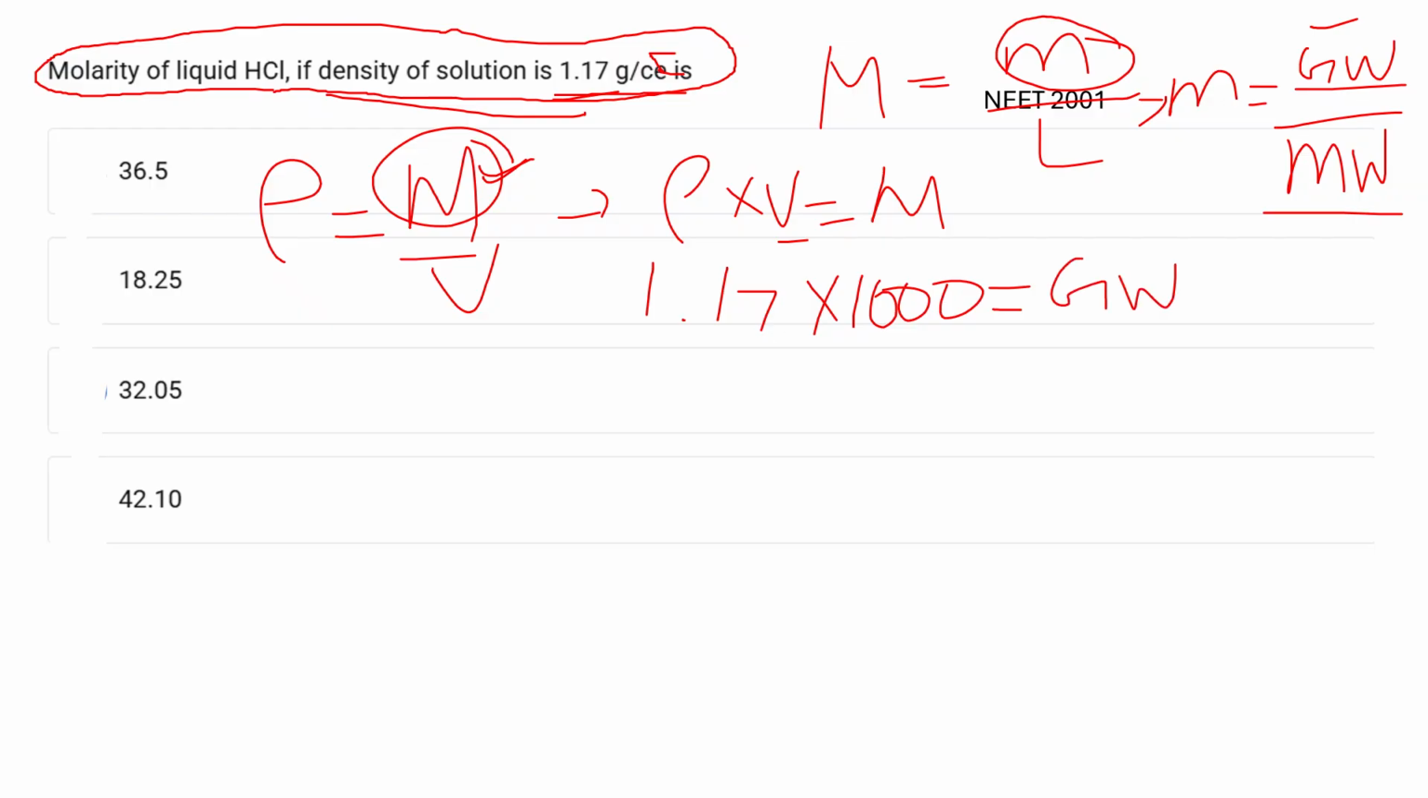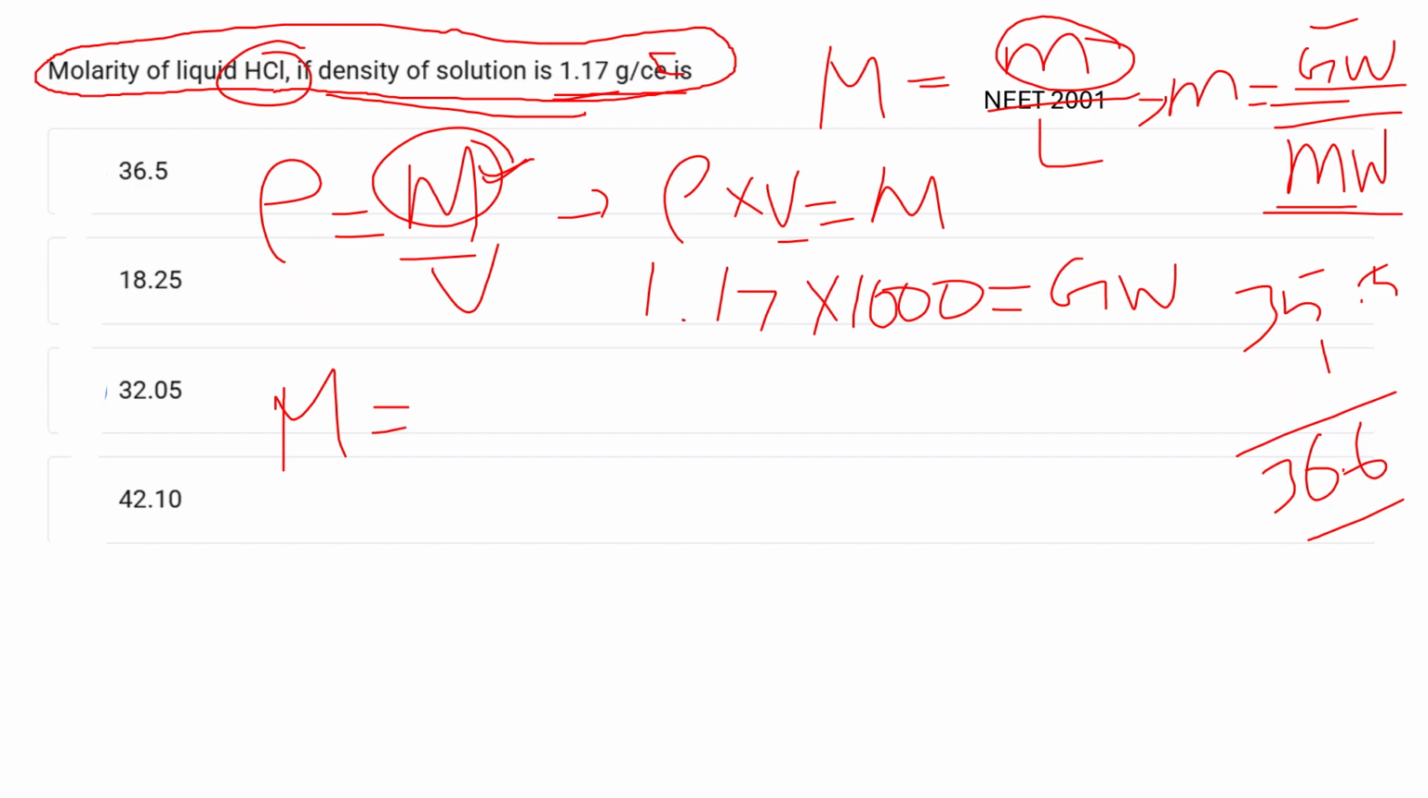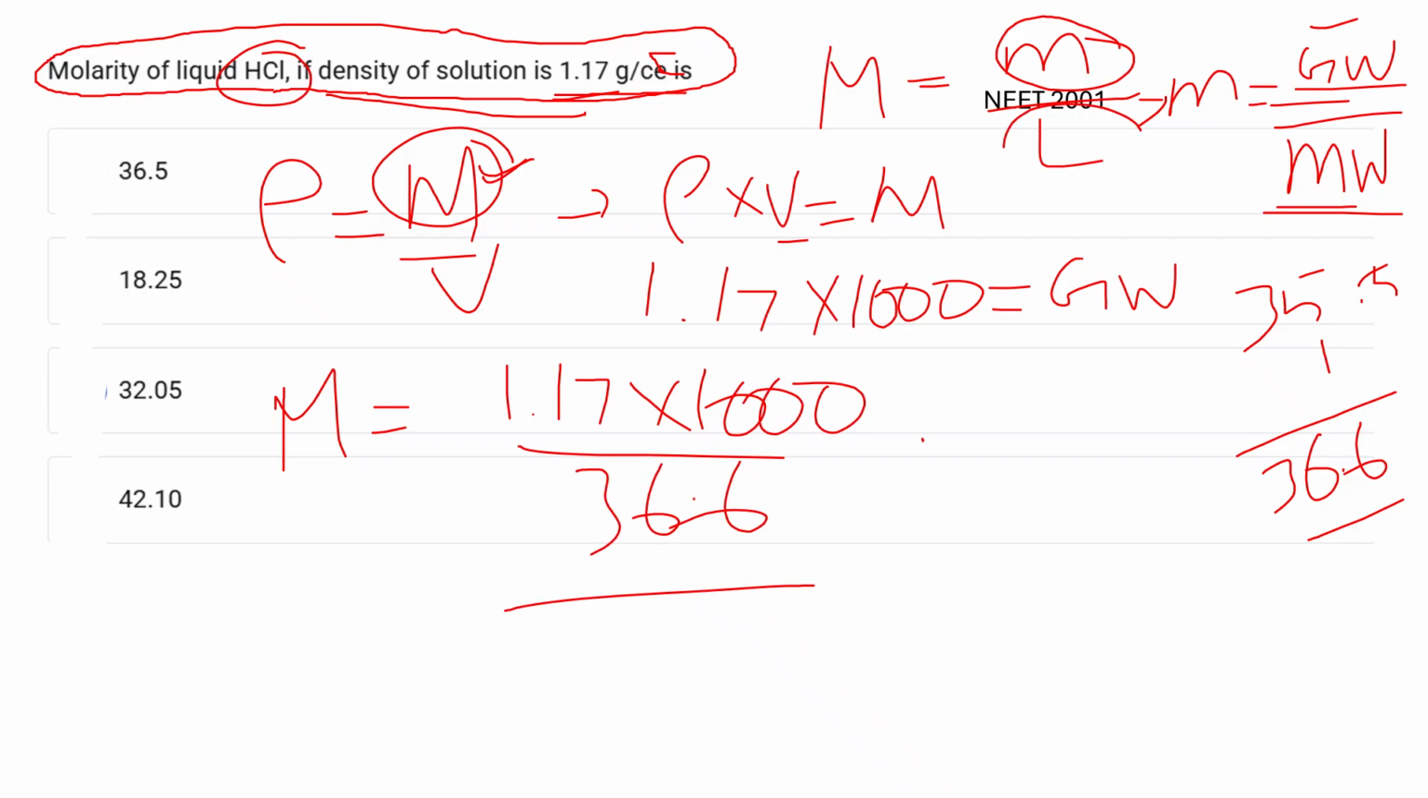Molecular weight of HCl, everyone knows. Molecular weight of chlorine is 35.5. Molecular weight of hydrogen is 1. So totally molecular weight of HCl is 36.5. Let's solve this. Then molarity is equal to, given weight is what? 1.17 multiplied by 1000. This is the given weight. Molecular weight is 36.5, per liter.